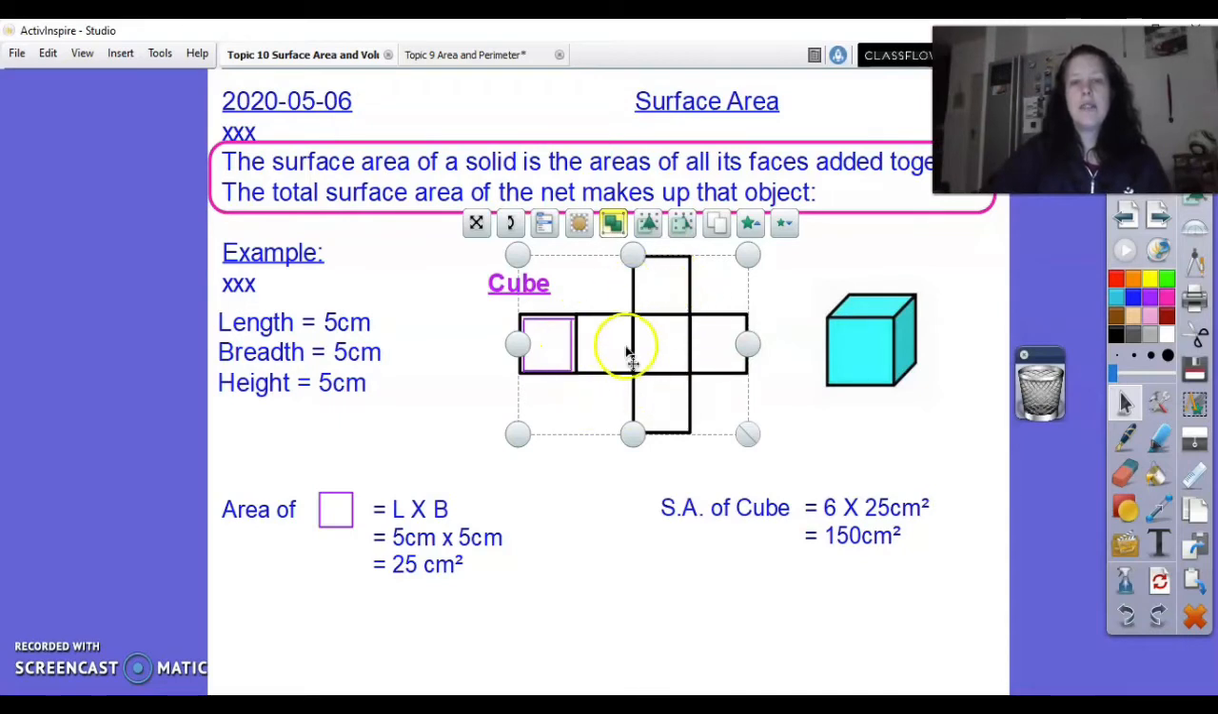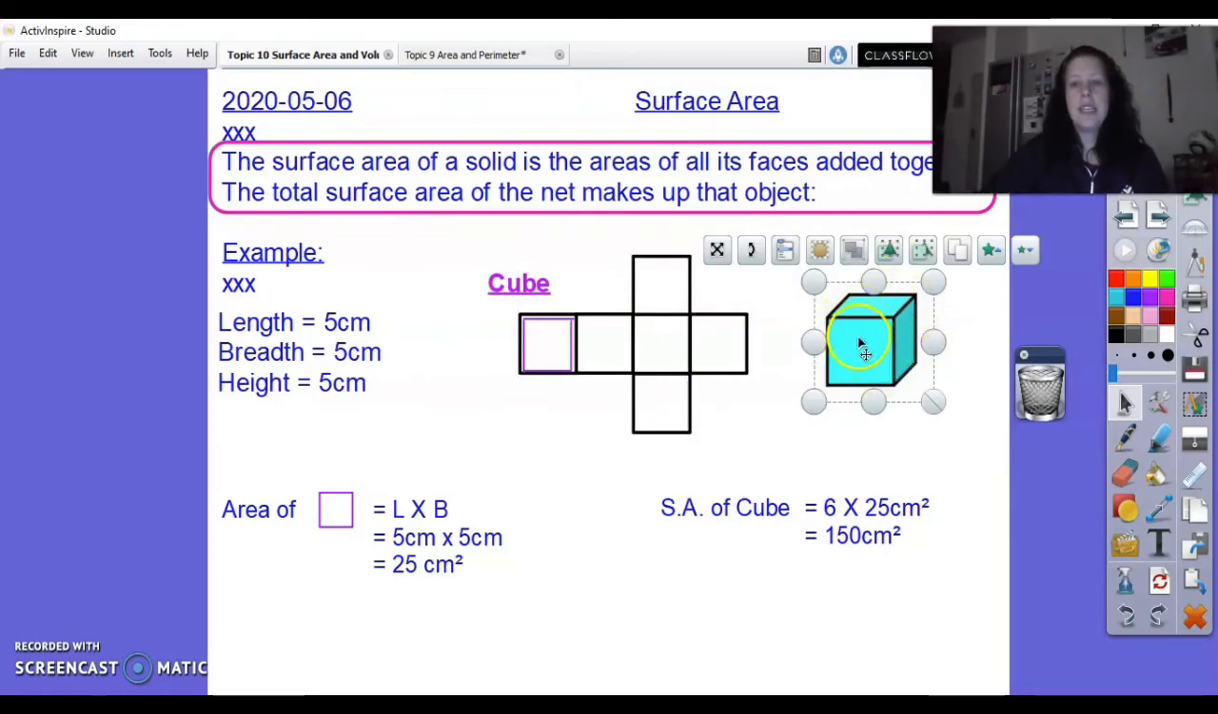This diagram on the left is called a net of a 3D object. Meaning if I were to fold this up all again, it should give me this 3D object, which is a cube. Right. So I've given you the dimensions, and we know that a cube is made up out of 6 squares. I know that all sides are equal on a square, and I've got length, I've got breadth, and I've got height. So each of these dimensions measure 5 centimeters.